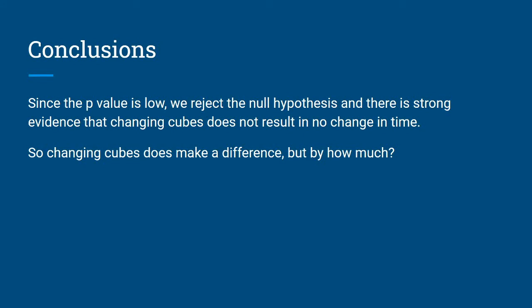My t-value was around 6.3, and my p-value was very low. So my conclusion is, since the p-value is low, we reject the null hypothesis, and there is strong evidence that changing cubes does not result in no change in time. So basically, changing cubes does make a difference, but I want to know by how much.